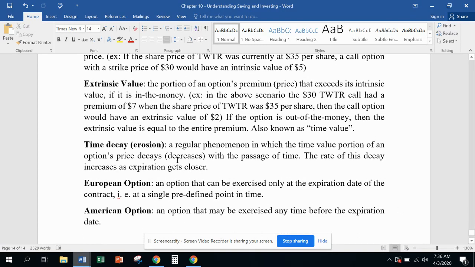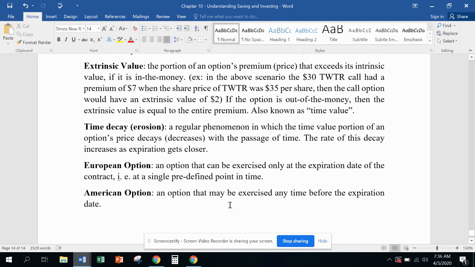Now, time decay. The way options are structured is whenever you buy it, as each day goes by, you get closer and closer to the expiration date. So as we get closer and closer to the expiration date, there's less of a probability of the stock making that move before the expiration day. So the value, or extrinsic value, of the option starts to erode over time. Okay. And it's referred to as options price decay. So time decay. The rate of this decay increases as expiration gets closer.